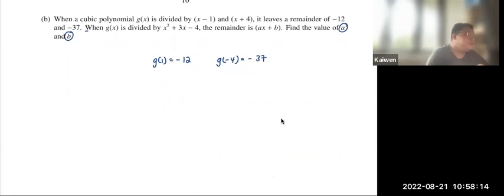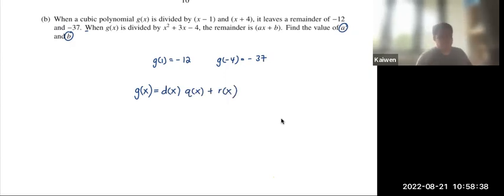Next thing I'm going to do is use the second statement. For the second statement, I'm going to write out my division algorithm. I don't know whether you guys know what this is. If you do not know, please refer to my free notes. It's written there. The division algorithm states that g(x) equals the divisor, let's call this d(x), times q(x), plus r(x). This is a very important equation. Please remember, g(x) is your polynomial, d(x) is your divisor, q(x) is your quotient, r(x) is your remainder. All equations can be written in this form. Same thing for numbers, in case you didn't know.